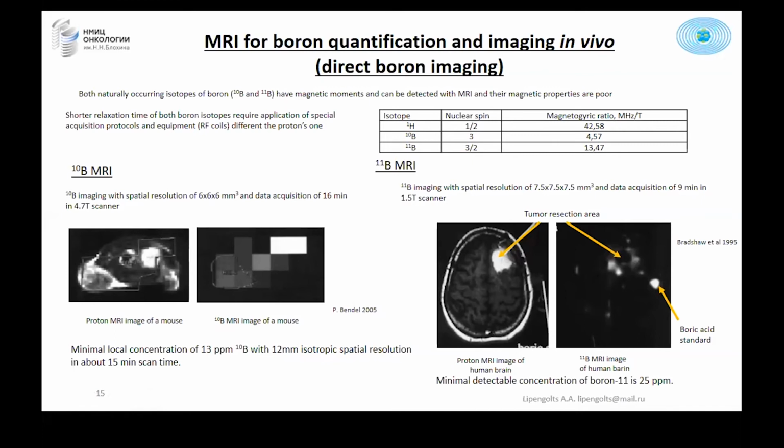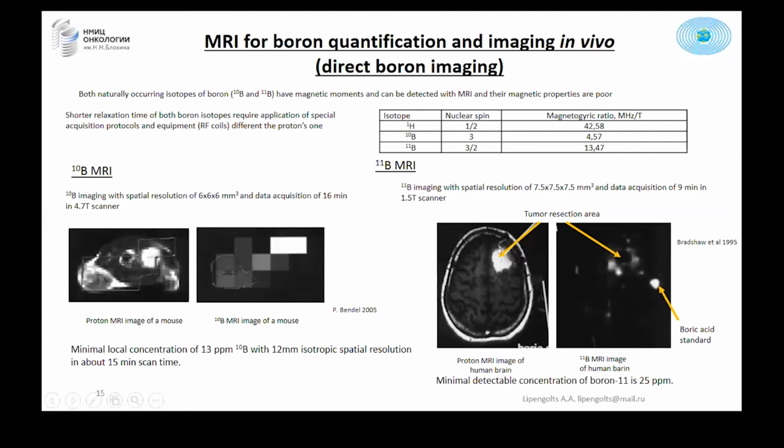Their excitation signal decays extremely fast, and standard equipment for MRI for hydrogen imaging cannot be used for boron imaging. So special protocols and special radiofrequency coils are necessary to perform boron imaging. Boron-11 was imaged first, and you can see an example of its imaging.